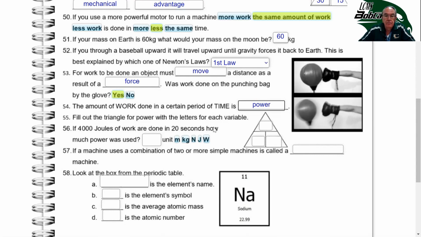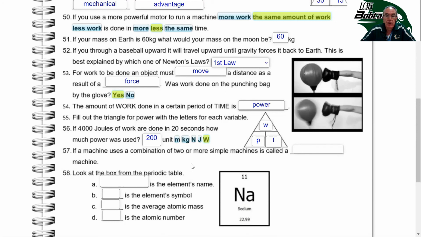Fill out the triangle for power with the letters for each variable. So it's work on the top, divided by time on the bottom, equals power. 4,000 joules of work are done in 20 seconds. 4,000 would go on the top, 20 seconds would go on the bottom. So how much power was used? It would be 200 watts. That's the unit for power.